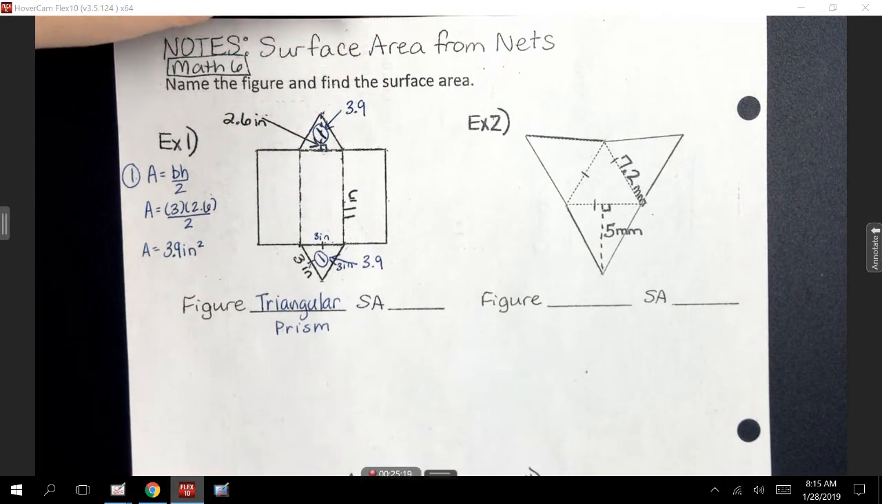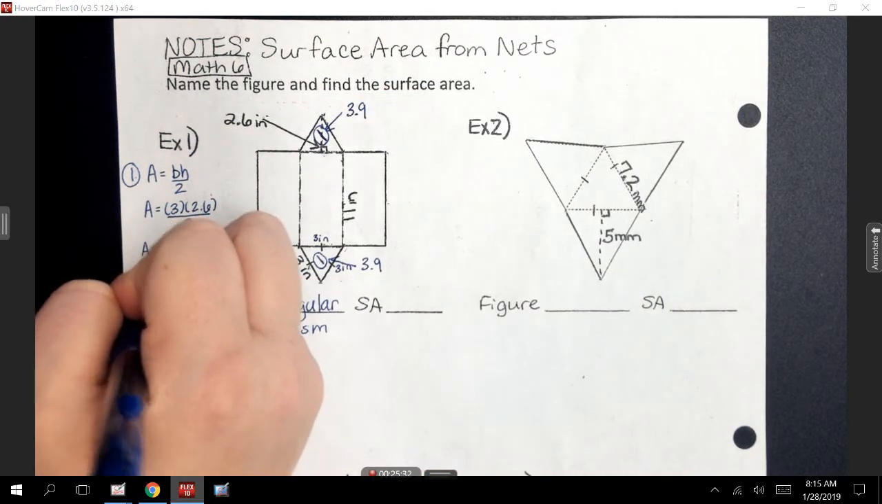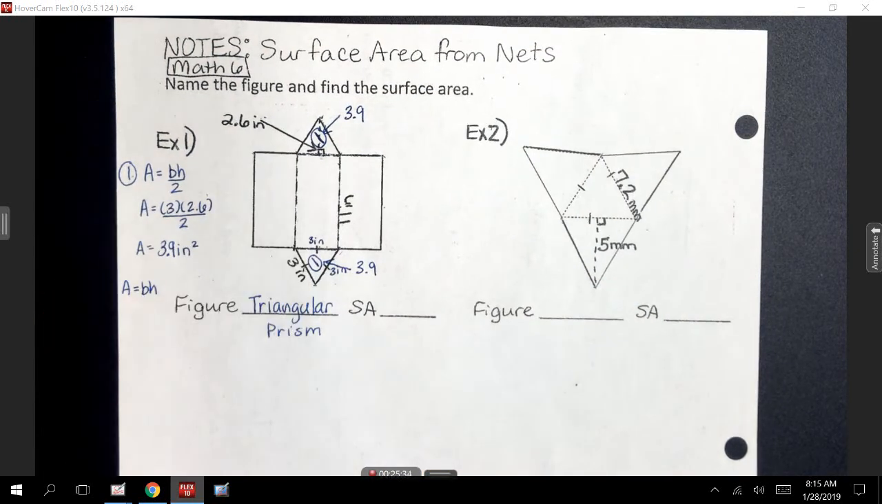All right, so now I need to find my rectangles. Now, guys, sometimes your rectangles are going to be different. Sometimes they're all the same. Sometimes 2 might match. We need to figure out what is the base and height. So I know my rectangle formula is A equals base times height. What is the base and height going to be?